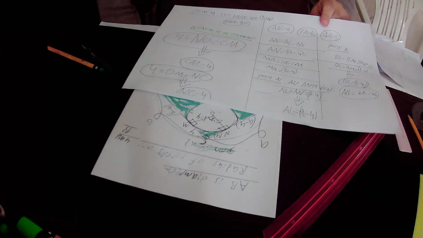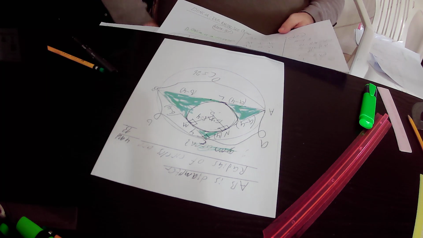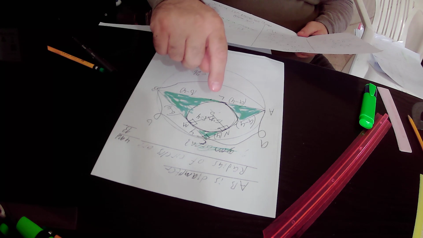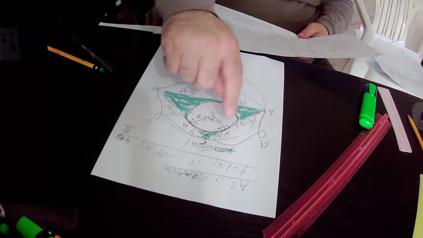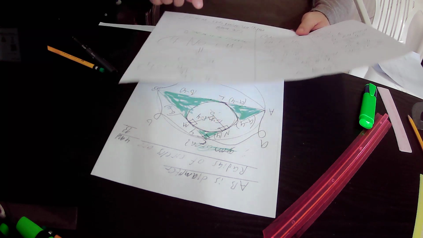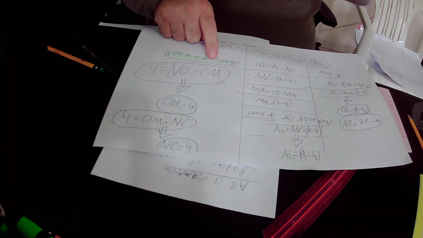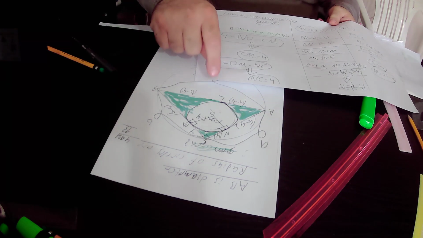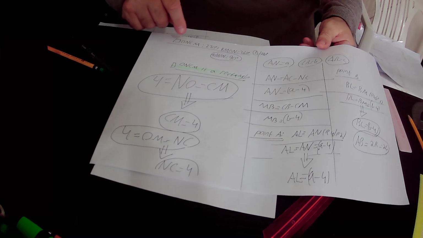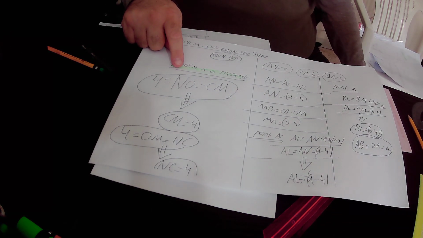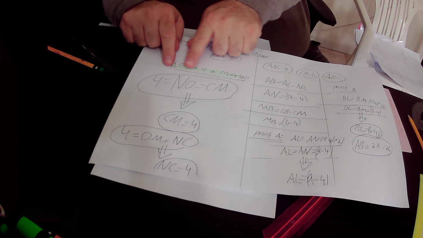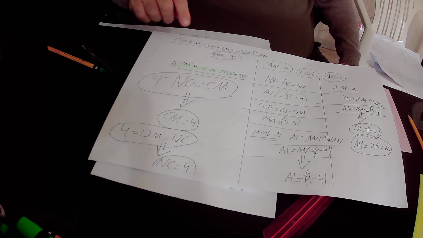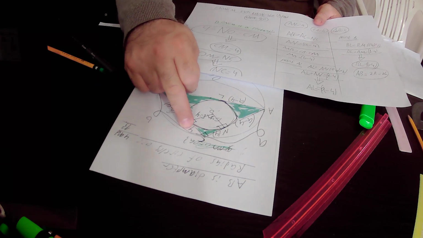But we know that the opposite sides of a rectangle are equal to each other. So in rectangle ONCM, ON must be equal to CM, according to the rule that the opposite sides of a rectangle are equal to each other. But here ON equals 4 units. It is the radius of the circle. So we can write down that ON equals 4. And from this equation, 4 equals ON equals CM, we derive that CM is also equal to 4 units.